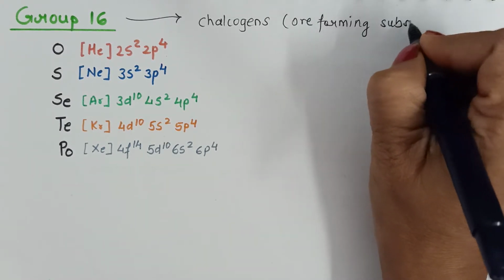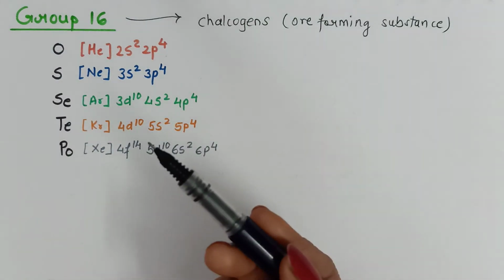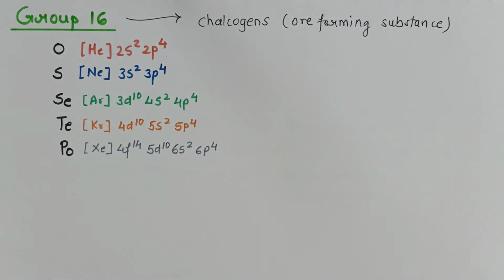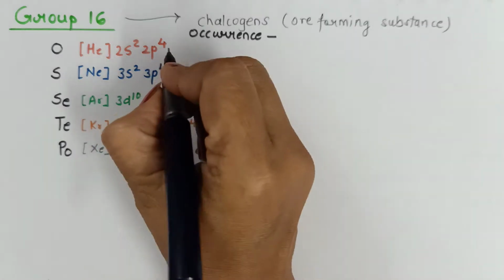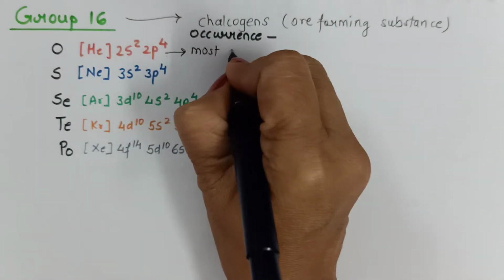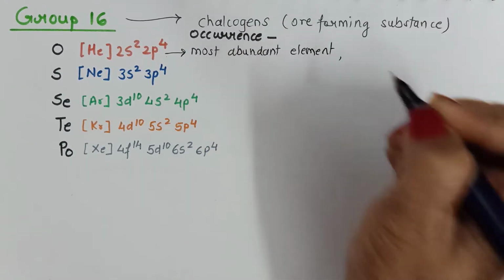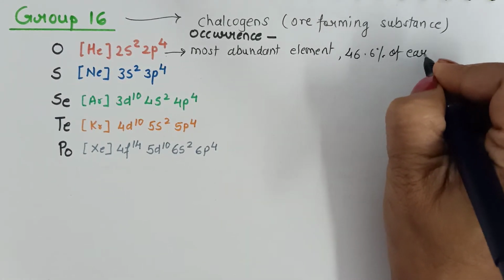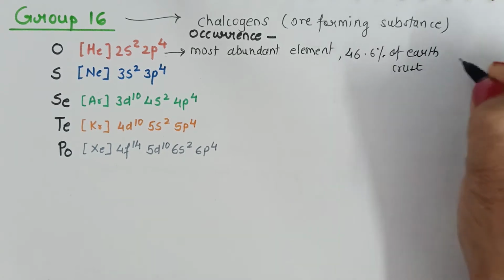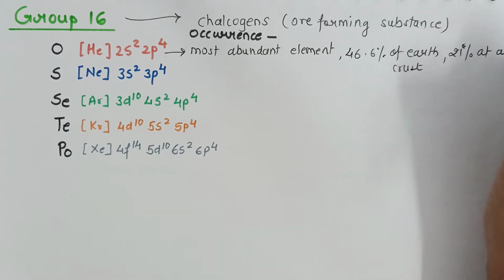All the ores that exist, they generally exist in the form of either oxide or sulfide. That is, the elements combine with either oxygen or sulfur to form the ore, and therefore this family, group 16, is known as chalcogens. Now if we talk about the occurrence, oxygen, we know it is the most abundant element. It forms near about 46.6% of earth crust. Also, we know it occupies near about 21% of atmospheric volume.